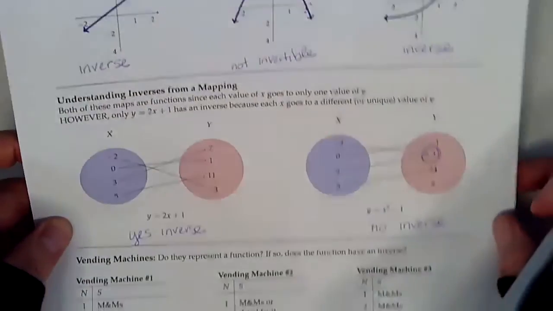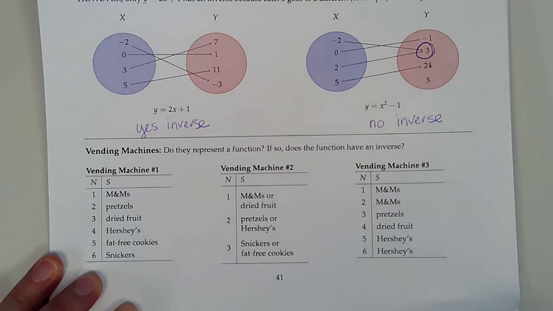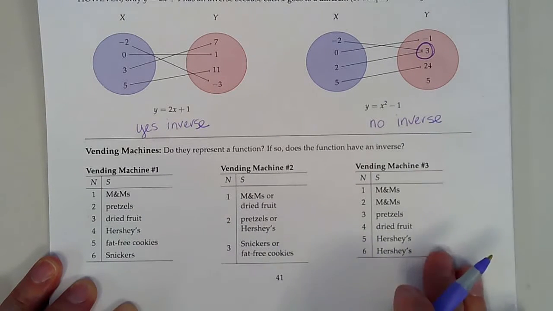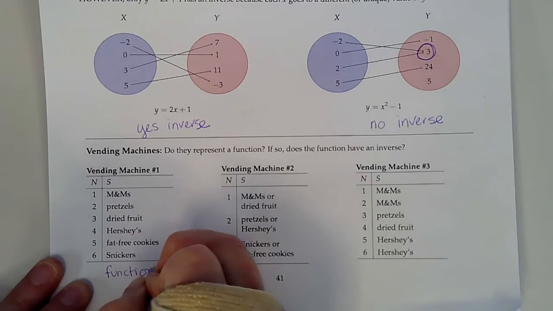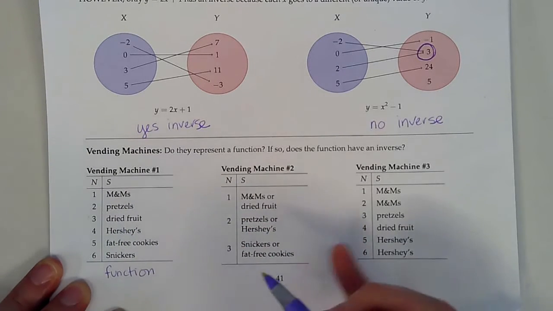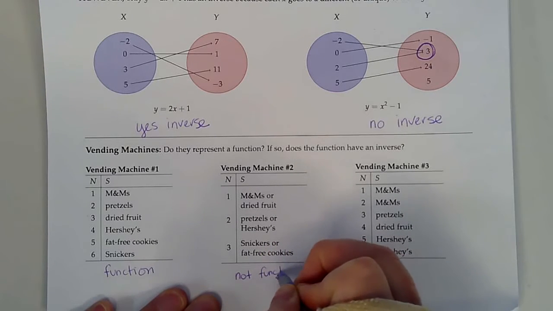All right, let's take a look at one more example of this. So this is the vending machine problem from the very first weekly review. And on that review, you had to go through and decide which was a function and which was not. So the first one is a function because each number went to one thing. The second one was not a function.